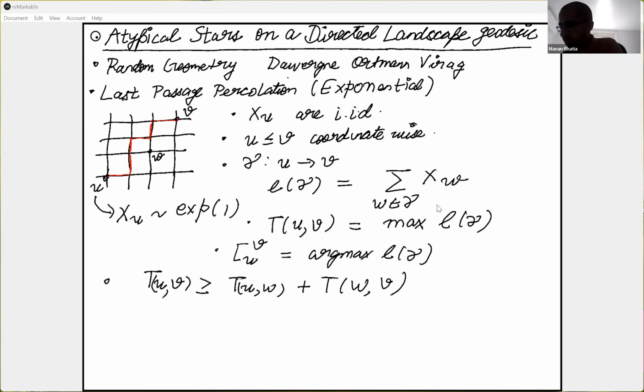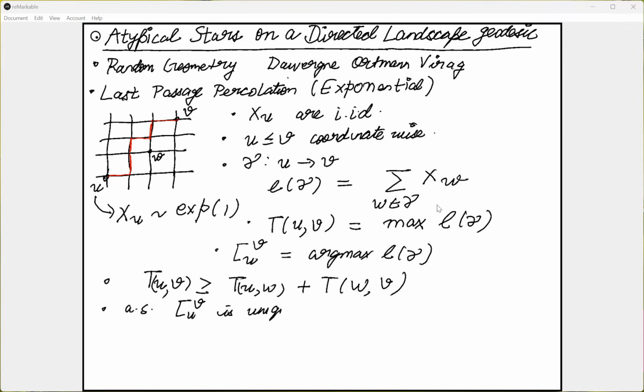Okay, so we have a random geometry model and I defined geodesics. Another thing I should say is that almost surely every 2 points have a unique geodesic between them. That's actually not difficult to see because the exponential distribution does not have any atoms. So this is a true thing that almost surely gamma UV is unique. Manan, so geodesic means longest path, right? Yeah, it's the longest path, right?